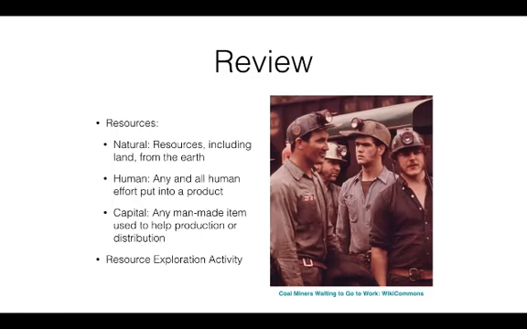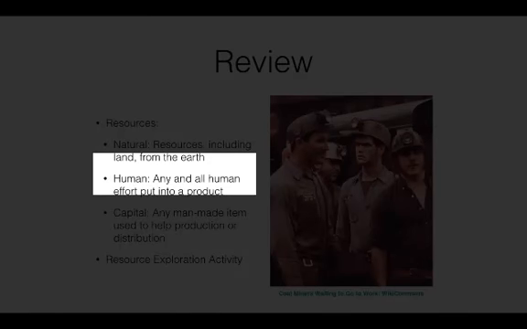To review, what we've looked at so far are resources. Resources play an important role in the circular flow model. So I just want to review with you guys one more time the different types of resources. The first type of resource that we have is our natural resource, and that's anything from the land, including the land itself. If I build a factory and it's not floating, I'm using a natural resource, and that land is that natural resource.